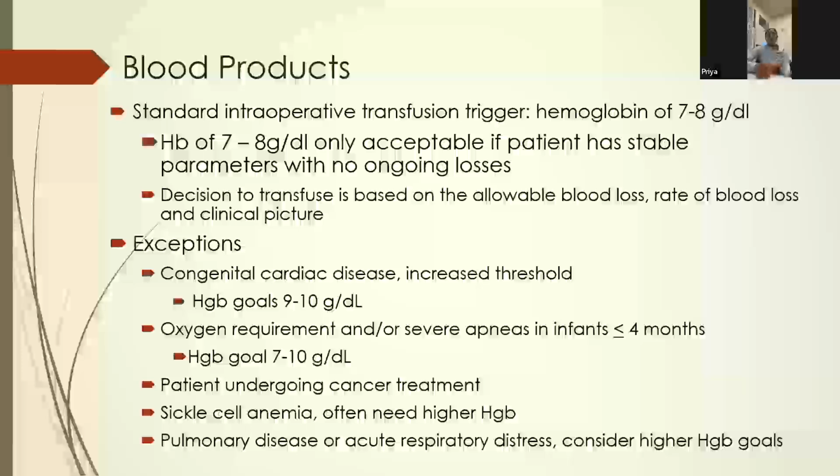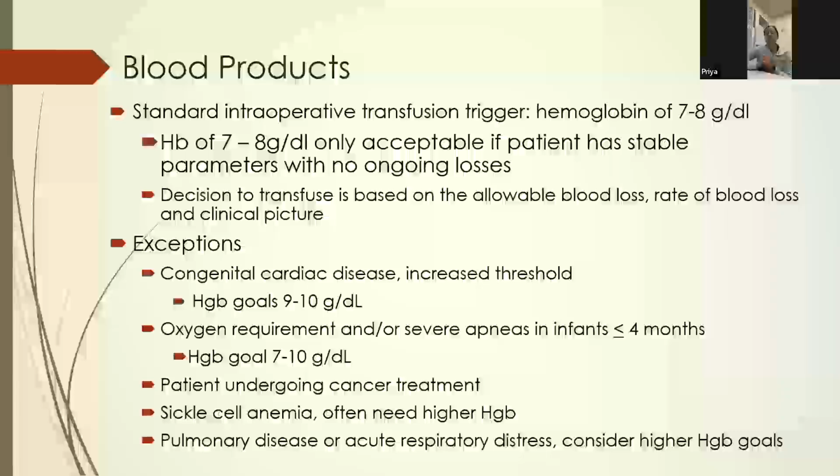So standardly, we use a threshold of, if your hemoglobin's around 7 or less, then you need to think about transfusing. Now, this is acceptable for a normal patient with no other comorbidities and standard size. So, generally a 12-year-old and above, or even a 6-year-old and above. But other comorbidities do require a higher transfusion threshold. For example, if you have congenital cardiac disease, often we do want the hemoglobin to be around 9 or 10.